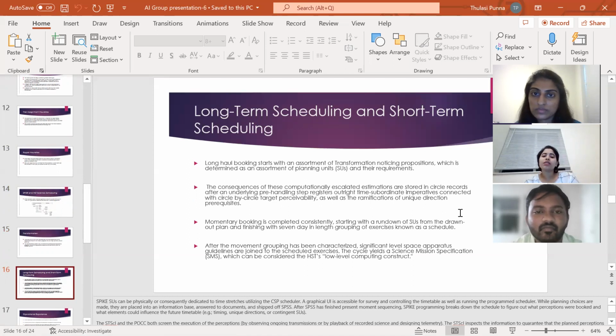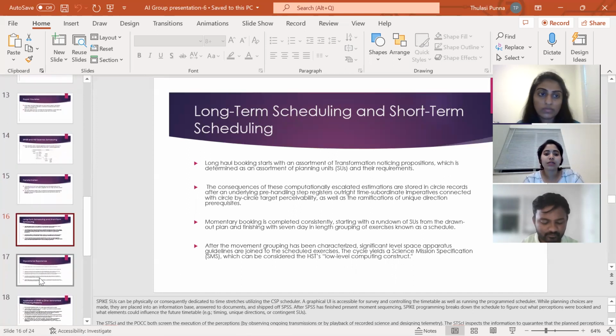Here is the long-term scheduling and short-term scheduling. The main consequences of these computational estimations are stored in the circle records after an underlying pre-processing step registers time constraints connected with the target. And short-term scheduling is consistently started with the runtime and SGS from the long-term plan and finishing with 7-day-long groupings of activities known as a schedule.